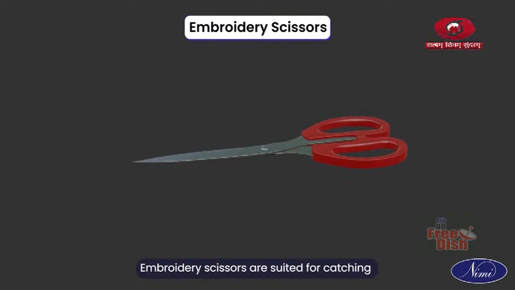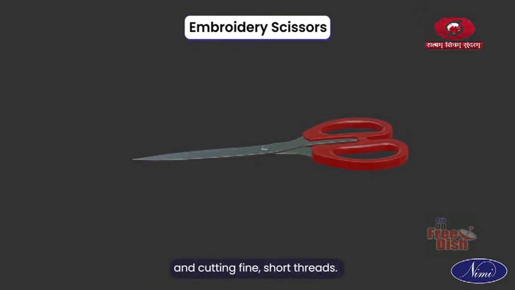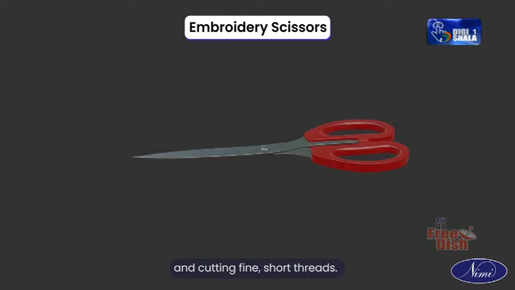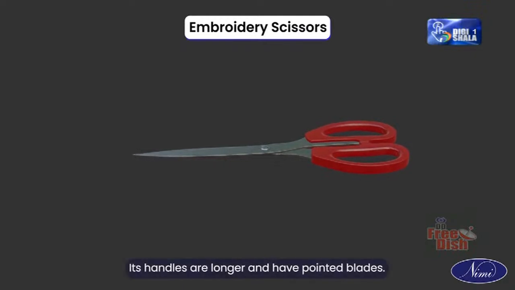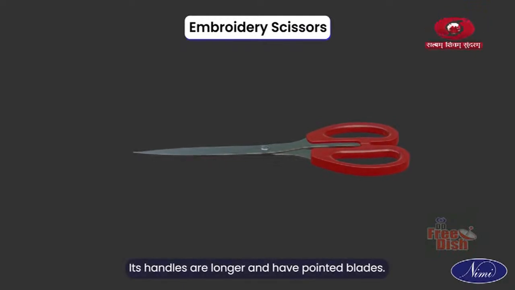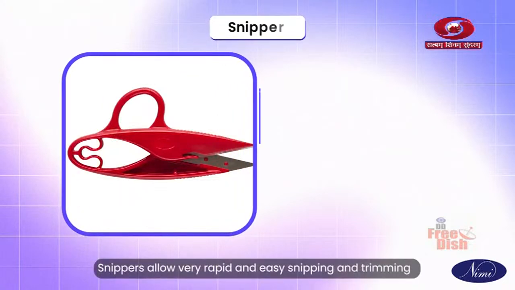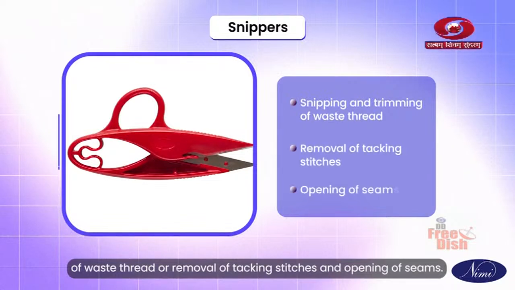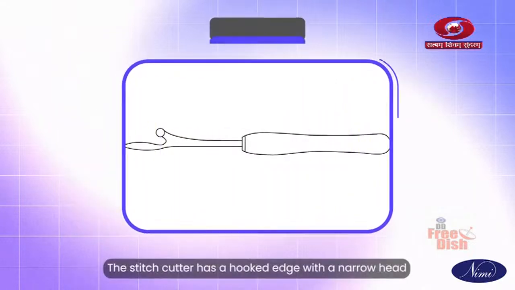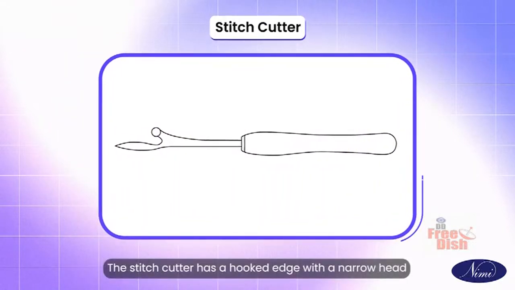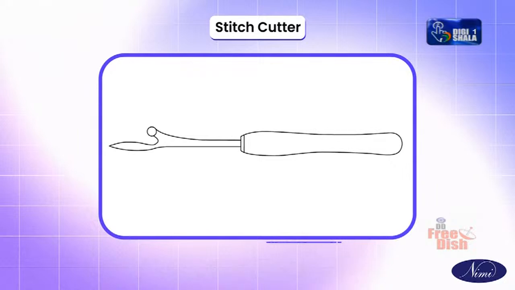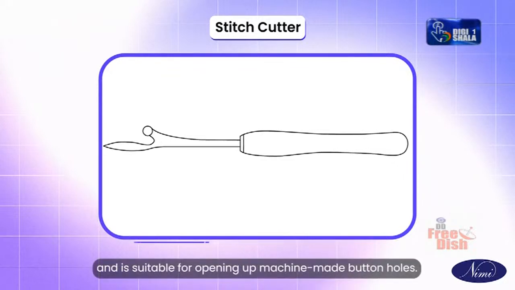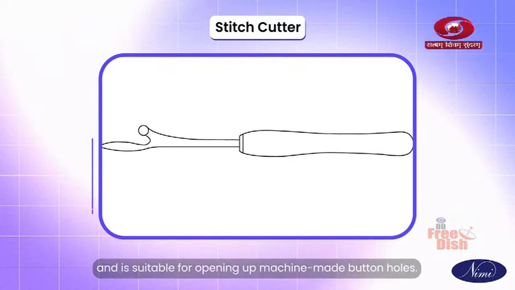Embroidery scissors are suited for catching and cutting fine short threads. Its handles are longer and have pointed blades. Snippers allow very rapid and easy snipping and trimming of waste thread or removal of tacking stitches and opening of seams. The stitch cutter has a hooked edge with a narrow head and is suitable for opening up machine-made buttonholes.